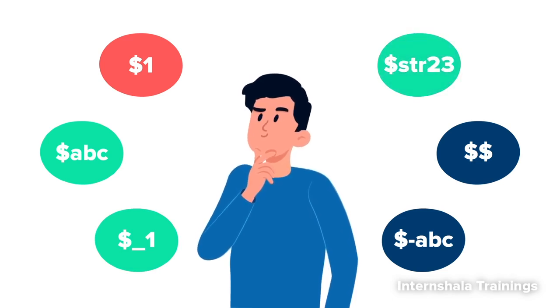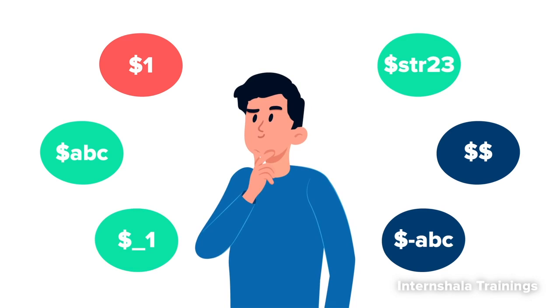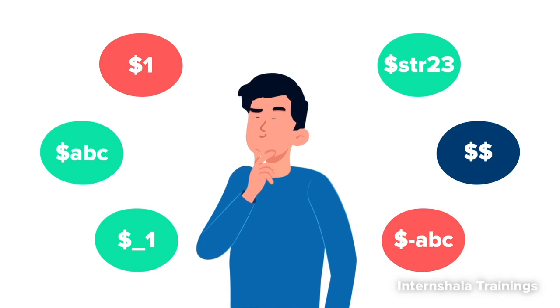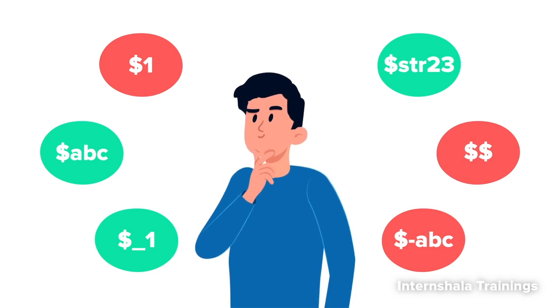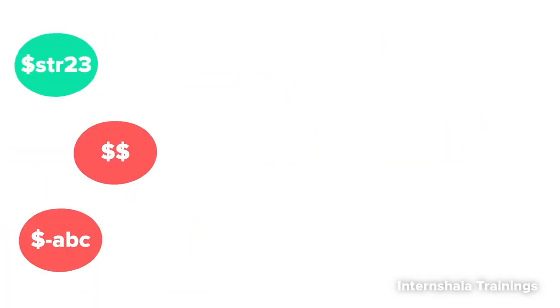$str23 is also a variable as it is alphanumeric. $-ABC is not a variable as it has a special character. Now coming to the last option, $. Some of you might think this to be a variable as it starts with a dollar sign, but this is not a variable as it has again a special character $, which is not accepted.